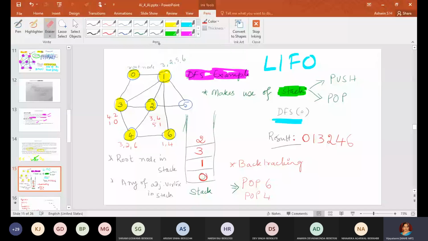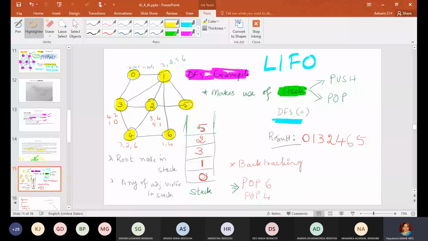Now what is there at the top of the stack? We have 2. Now here check for any unvisited: 3, 4, 5, 1. Of course, now we have 1. Which one? 5 is unvisited. Correct. So what do you do? You push 5 here. Okay, so right here 5, make this visited.